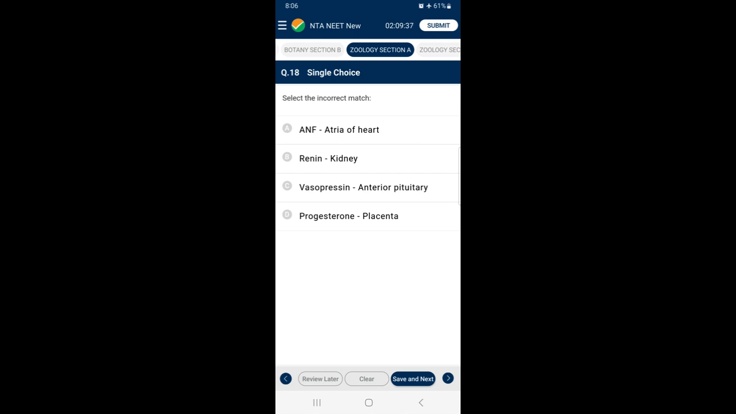Question number 18. Select the incorrect match. Here, pars distalis is always called the anterior pituitary. In the anterior pituitary, growth hormone, adrenocorticotropic hormone, luteinizing hormone, and follicle stimulating hormone are secreted. The pars intermedia secretes melanocyte stimulating hormone. Here the incorrect match is vasopressin. Vasopressin is secreted in the posterior pituitary, but here anterior pituitary is given. That is the incorrect match.